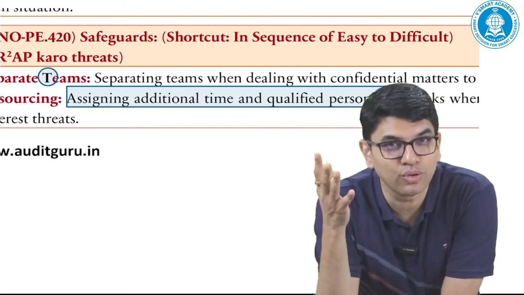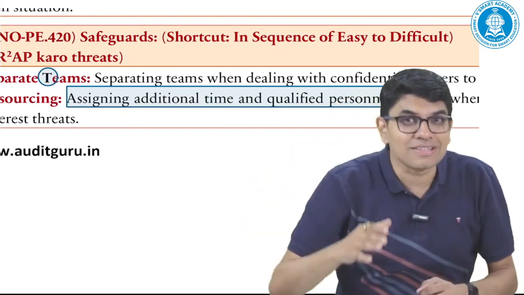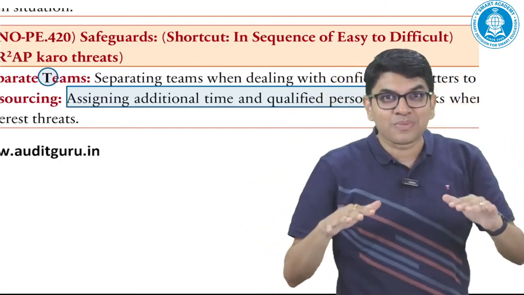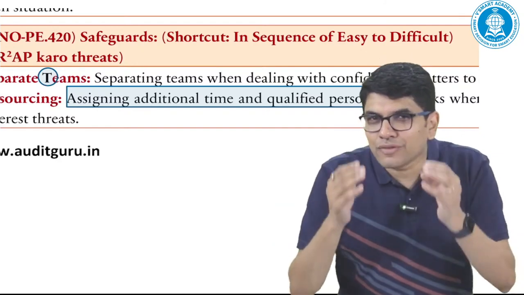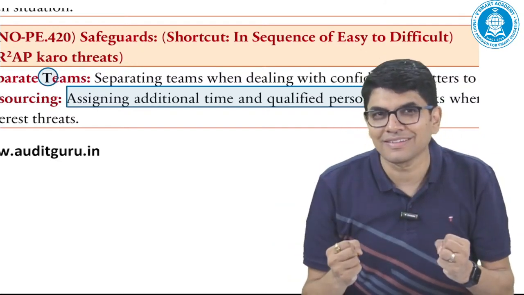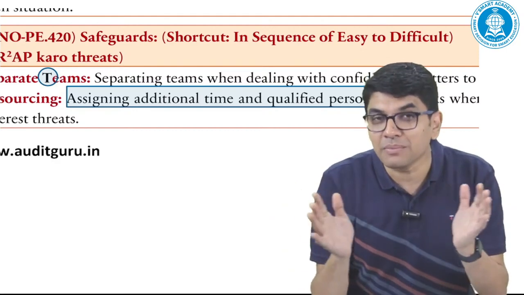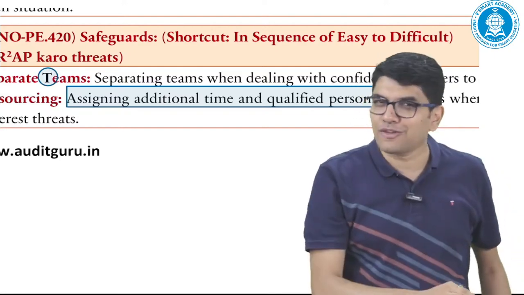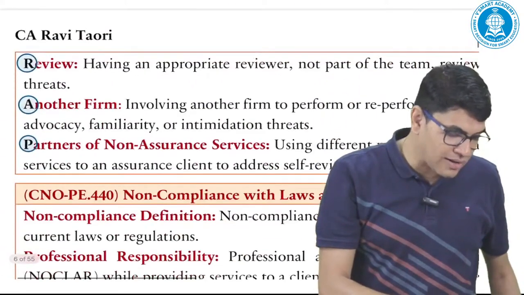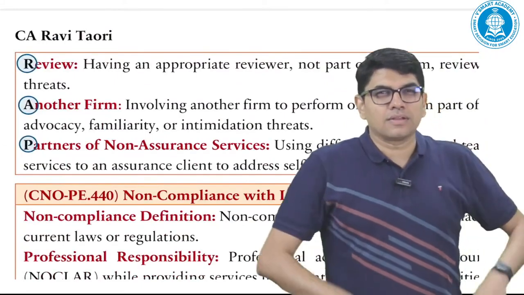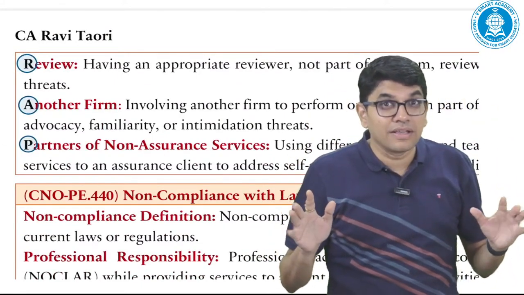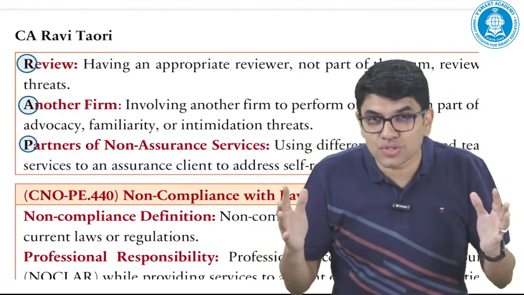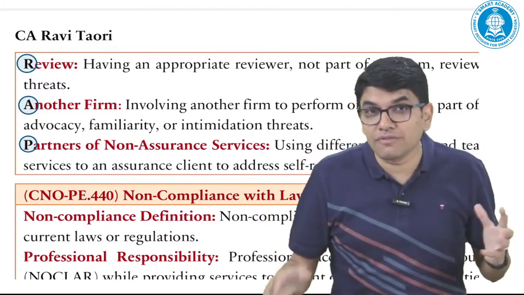They are more careful, and the chances of compromising with the fundamental principles get reduced. That's what safeguards do. A safeguard reduces the threat level. So resourcing more people and more time reduces the threat level. T for teams, separate teams. R for resourcing. Then one more R, review. If you feel that principles may get compromised, increase the number of reviews. You can have 2 reviews in a week.